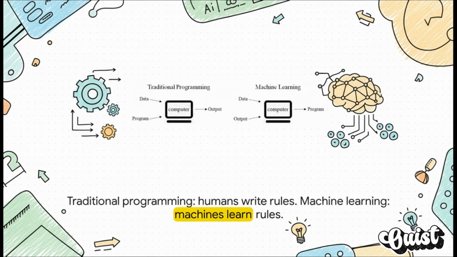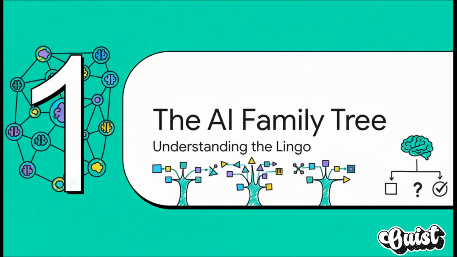It's kind of like, instead of giving you a detailed recipe for a cake, I just give you the finished cake and a pantry full of ingredients and say, go on, figure it out. That's the core idea. So you've probably heard all these buzzwords, right? AI, machine learning, deep learning. They get thrown around like they all mean the same thing, but they don't. So let's build a quick family tree to get the lingo straight.